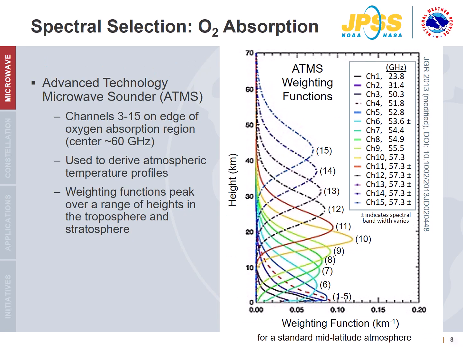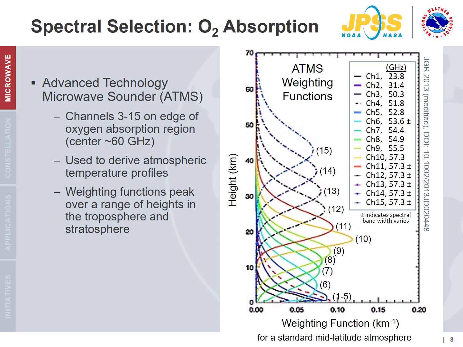Weighting functions from the Advanced Technology Microwave Sounder, which will be described in a later module, for channels 1 through 15 are shown for a standard mid-latitude atmosphere. Channels 1 and 2 fall in a window region that senses near the surface. Channels 3 through 15 are located along the oxygen absorption region centered at 60 GHz and are used in measuring temperature over a range of heights in the troposphere and stratosphere.